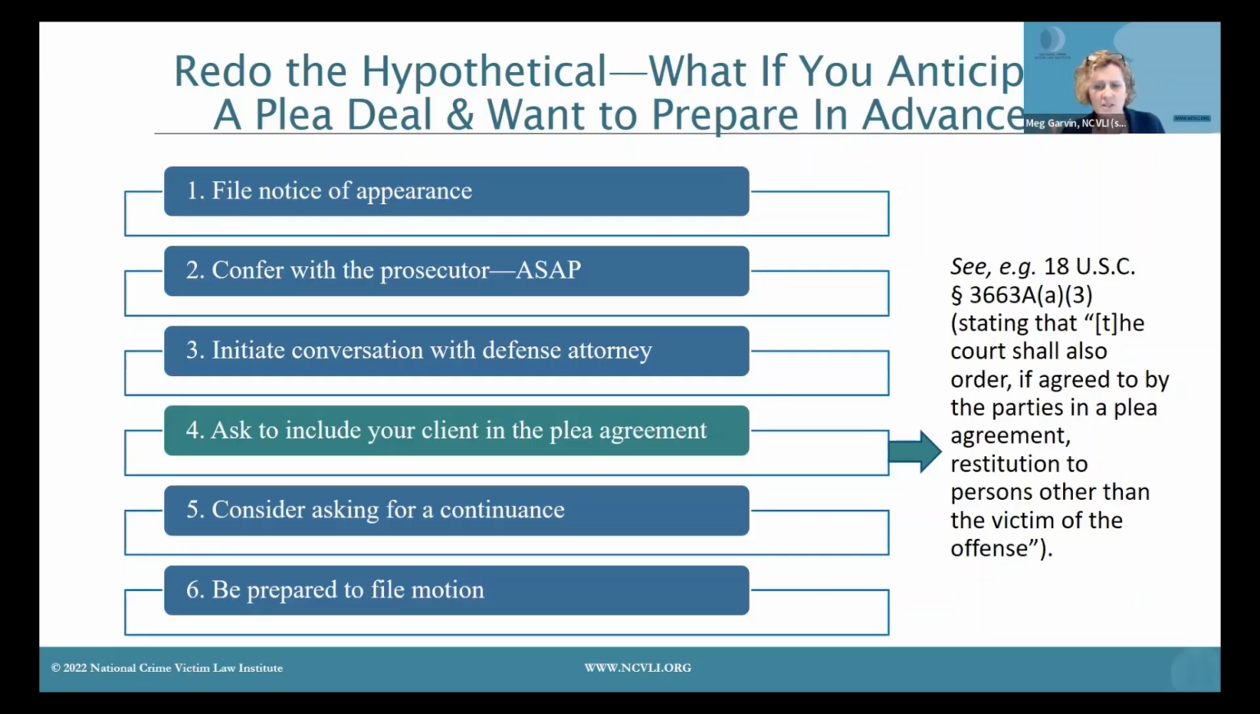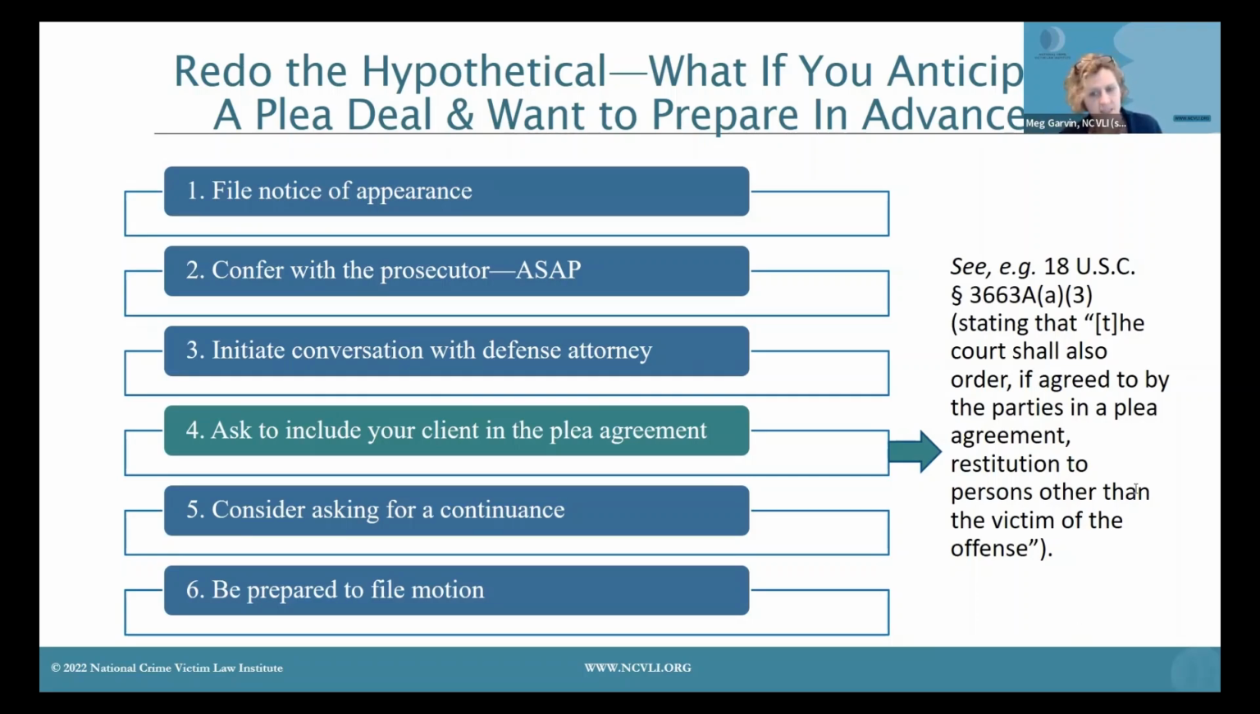Along the way, ask to include your client in the plea agreement. And what we mean by that is, no matter what gets pled to, it's a contract, right? Contracts can include terms that include your client. So even if that charge gets pled away, please be sure that restitution is still included, right? And this is really important. The citation off to the side, for example, 18 USC 3663A(a)(3), says that the court shall also order, if agreed to by the parties in a plea agreement, restitution to persons other than the victim of the offense. We have an explicit provision under federal law, but implicitly under contract law in most jurisdictions, we can do this also.